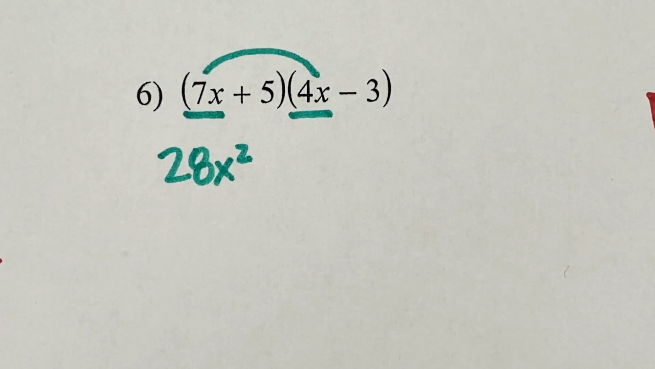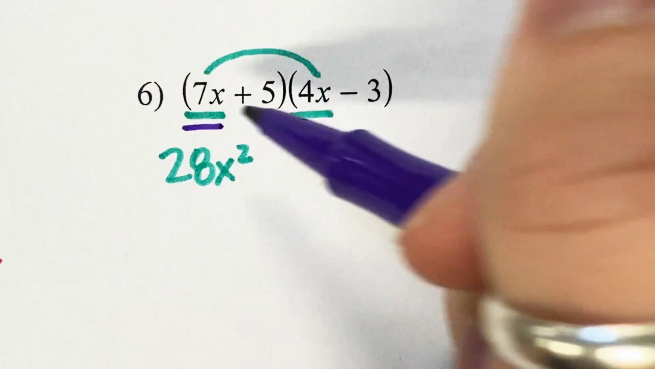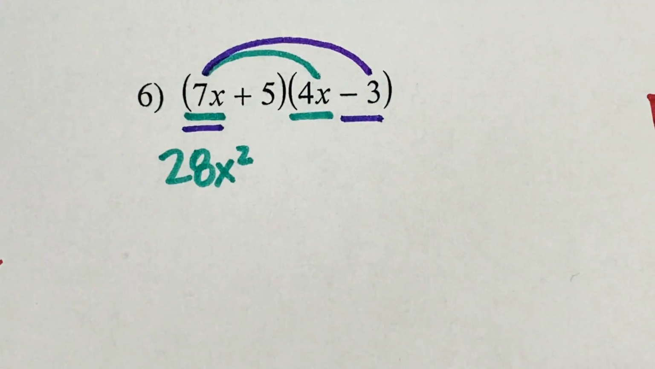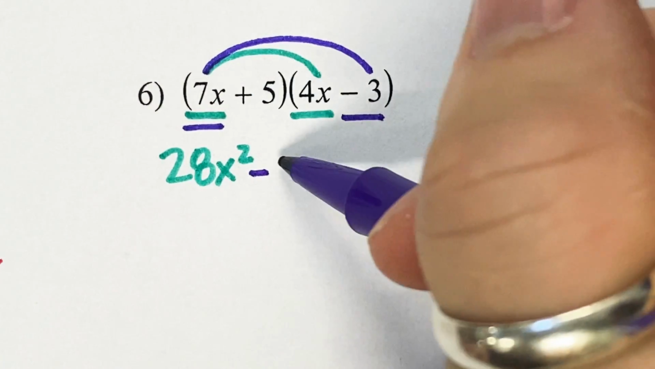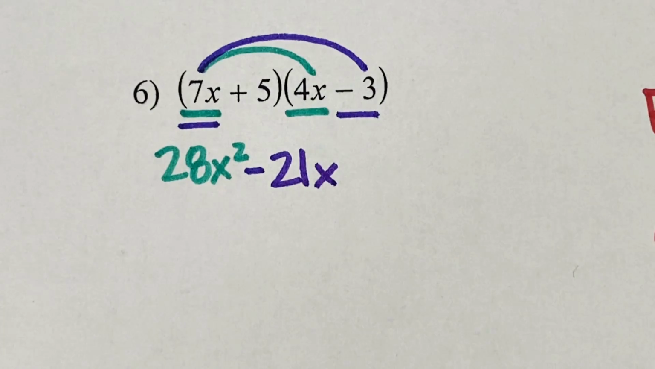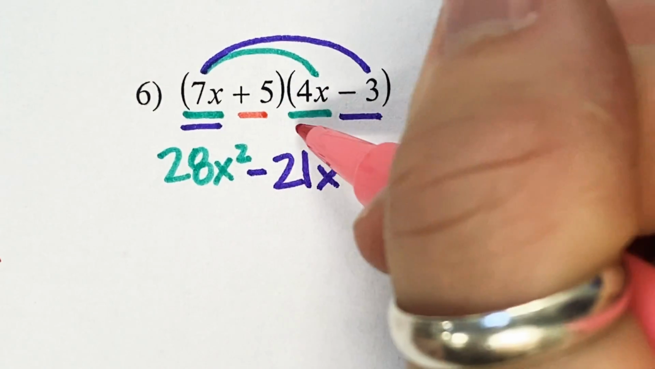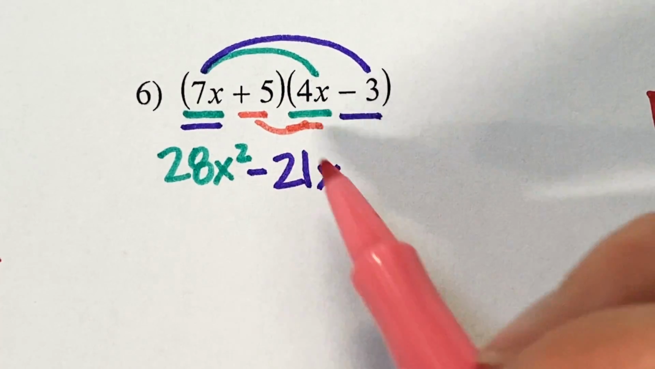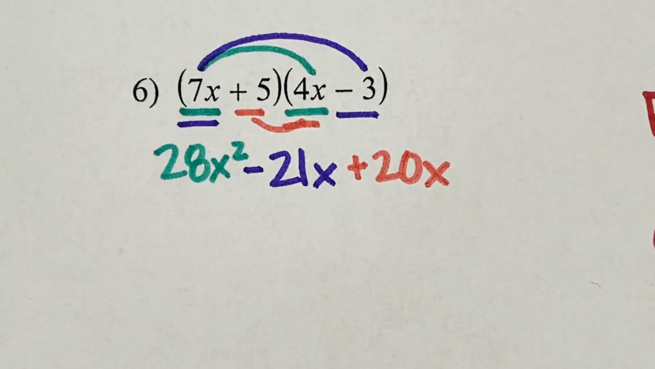Our next letter in FOIL is O. That stands for outside, so 7x and negative 3. What is 7x times negative 3? It's going to give me negative 21x. Perfect. Now we have our I, which stands for our inside, so that's 5 and 4x. We need to multiply 5 and 4x. So 5 times 4, it's going to give me positive 20 with 1x that was being multiplied.